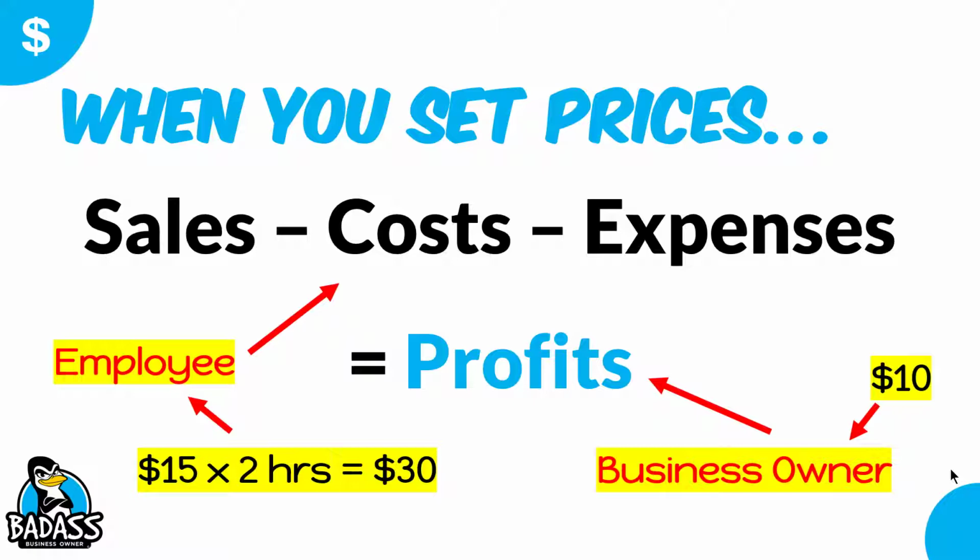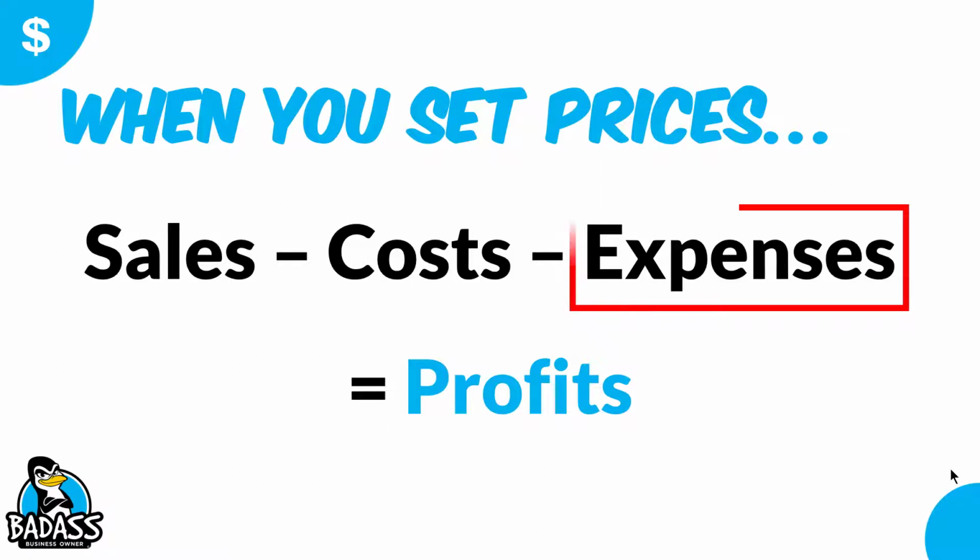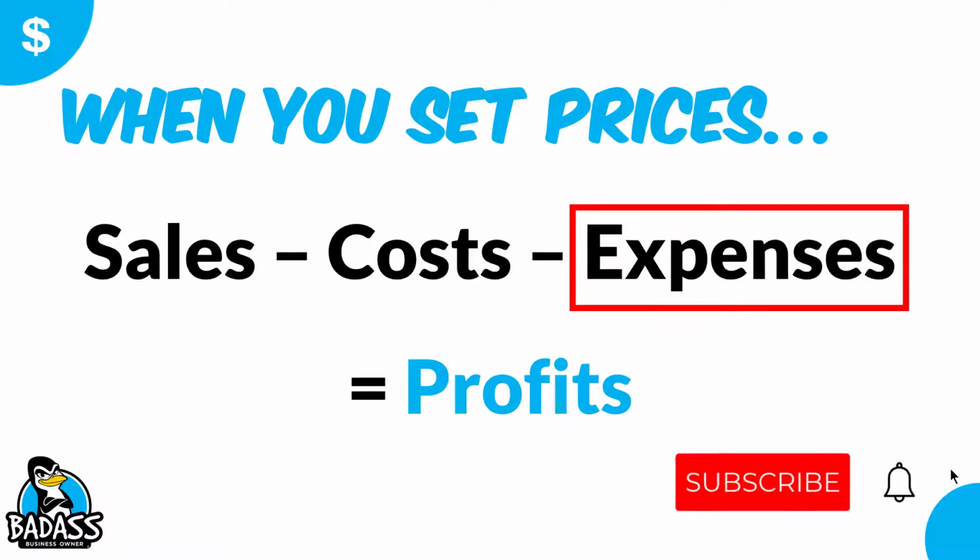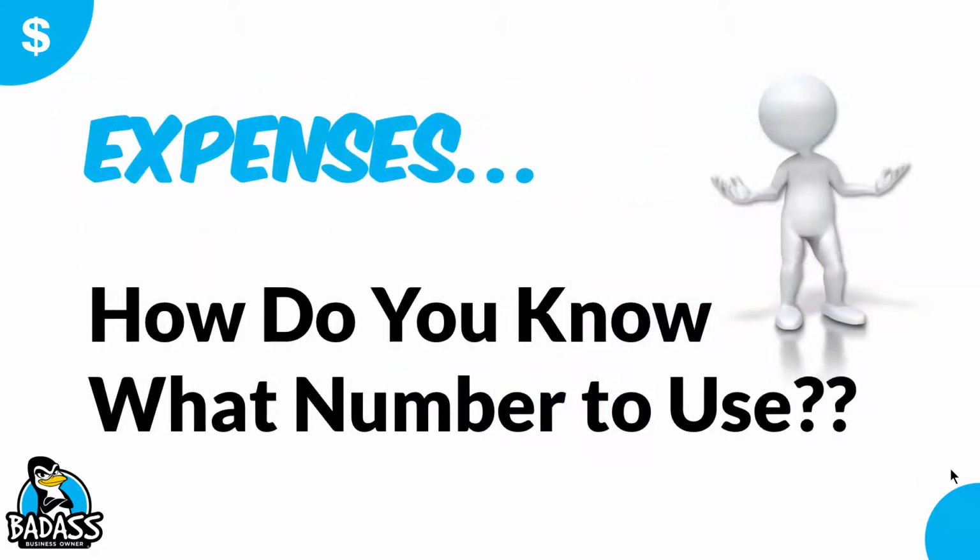And we're going to walk through some examples, like I said, and it'll continue to make more sense for you. So when you're setting your prices, we also have to keep in mind the expenses, because those do have to get paid as well. Now, the problem is, how do you know what number to use when you're pricing out your services to put in for your expenses?